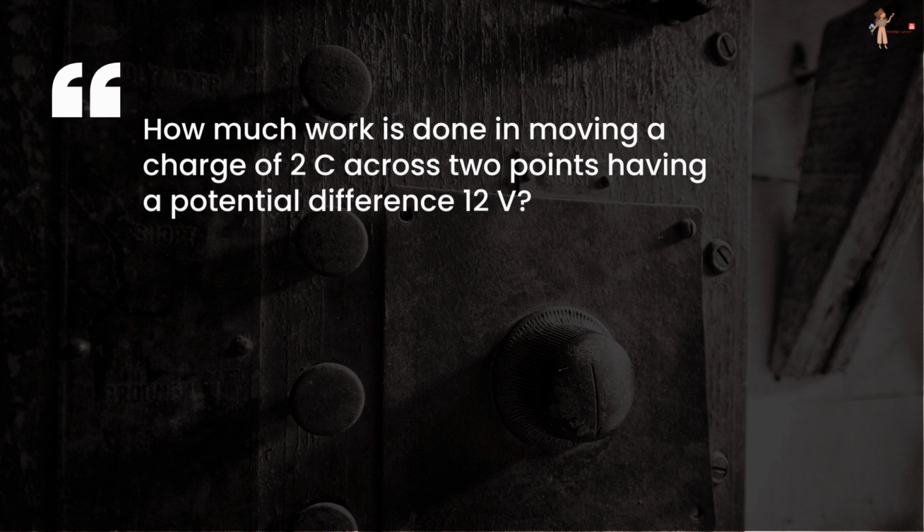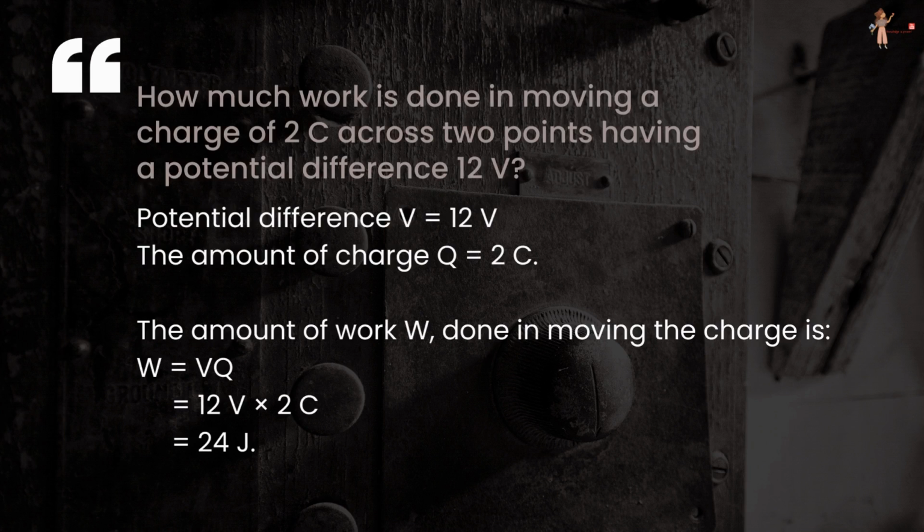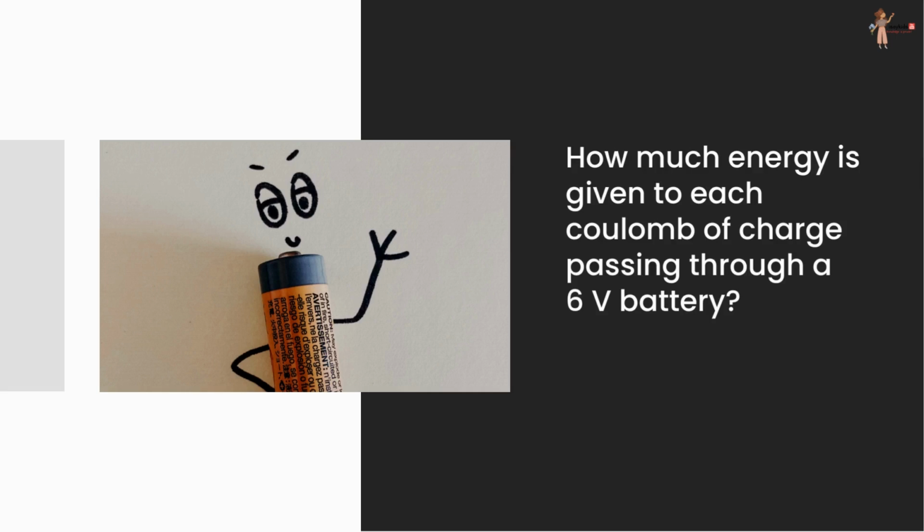How much work is done in moving a charge of 2 coulomb across 2 points having a potential difference of 12 volt? The amount of charge that flows between the 2 points at potential difference is 2 coulomb. Thus, the amount of work done in moving the charge would be V times Q, which is 12 times 2, which is 24 joules.